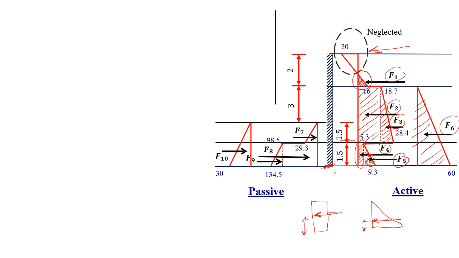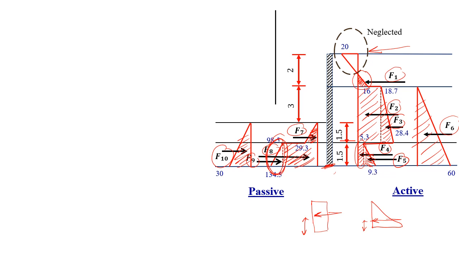On the left hand side, you have this small triangle. Its area is F7. You have this rectangle. Its area is F8. And this small triangle, its area is F9. And this small triangle, its area is F10. So you have 10 forces.